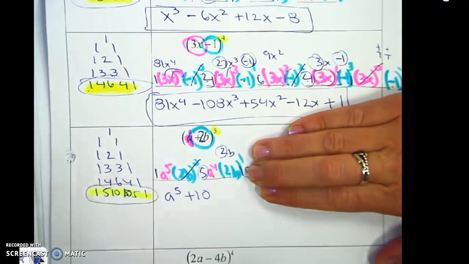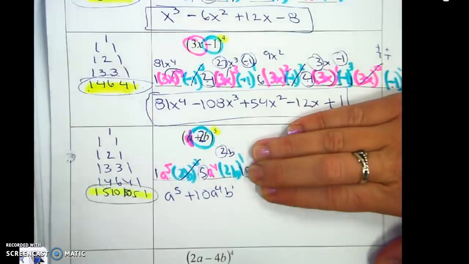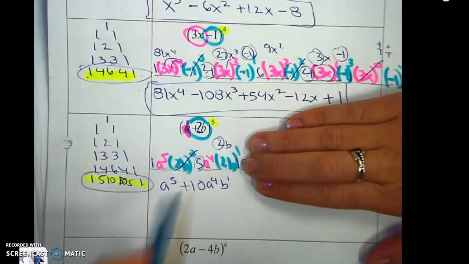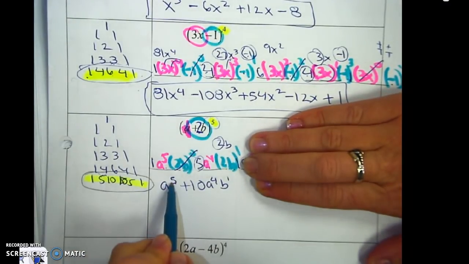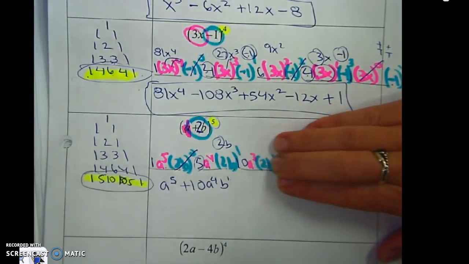But here's where it gets a little bit complex, because not only do I have a's, but I also have b's. I know I don't need the 1, but I want you to see it's to the 5th power. Look at it. It adds to 5. What's 4 plus 1? 5. Let's go to the next one.